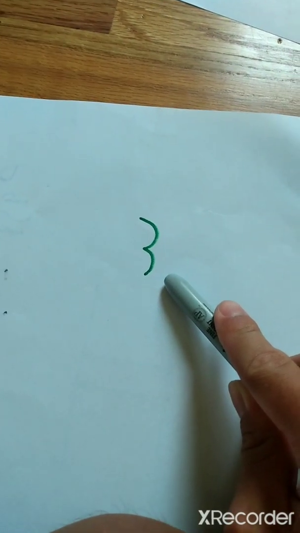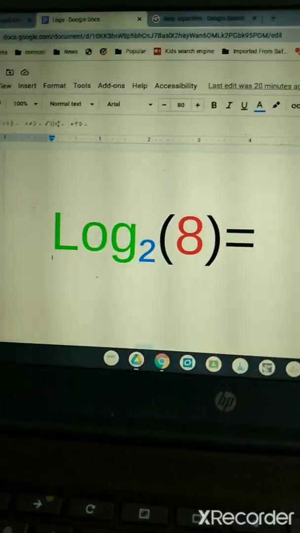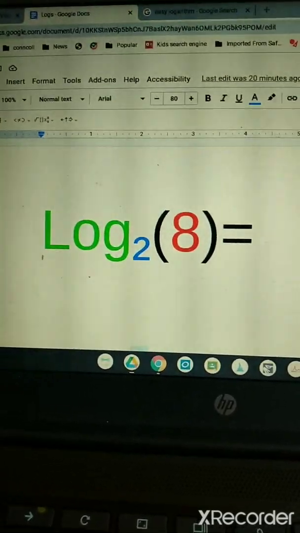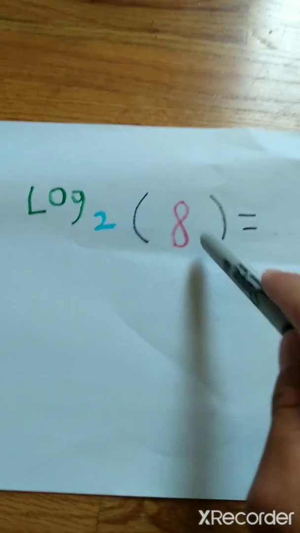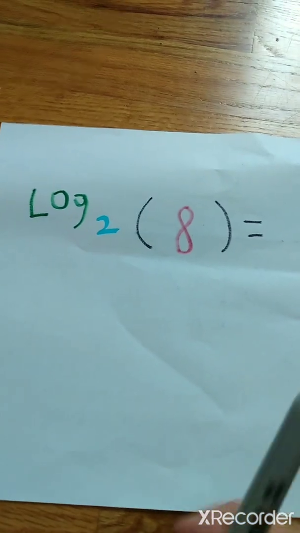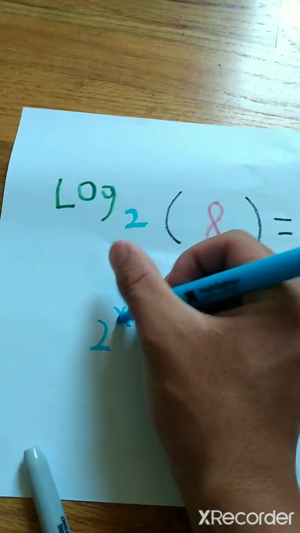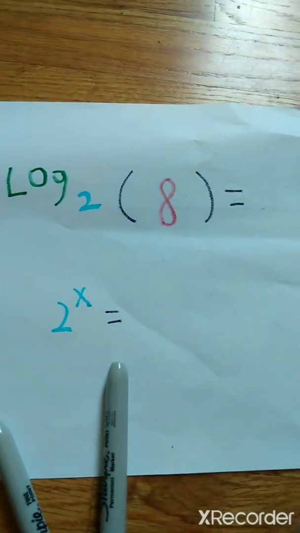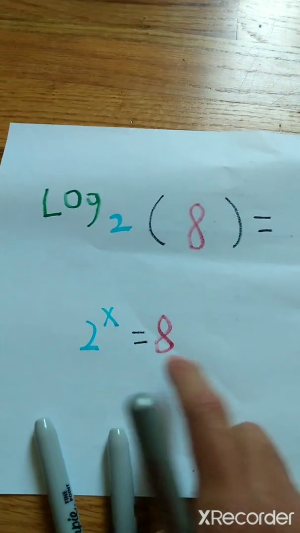Let's do one more problem and see what the missing exponent of that one is. Let's try solving log base 2 of 8. 2 is the base, 8 is our destination. What is the missing exponent? So here we have written it on a piece of paper. Since 2 is the base and 8 is our destination, this is saying: 2 to the power of what is going to give us 8? 2 multiplied by itself how many times is going to equal 8?